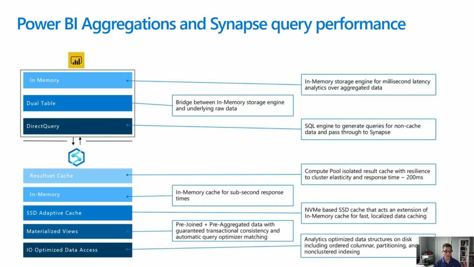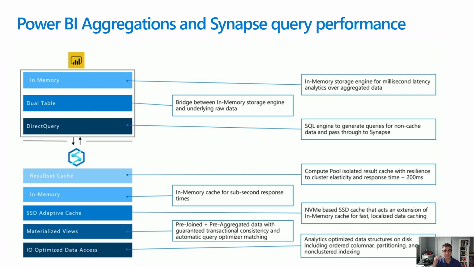And then lastly, I wanted to point out how using Synapse in combination with Power BI can give you tremendous performance boosts. If we look at the bottom left here, Synapse has features I talked about, like result set cache, which puts some data in memory, as well as the adaptive cache. You have the materialized views. You have high performance I/O. Using those in combination with Power BI features such as importing everything into in-memory, or using dual tables, the composite mode, and using direct query can give you millisecond response time.